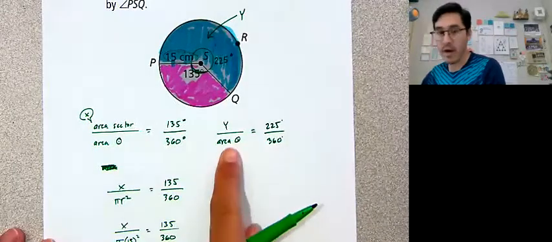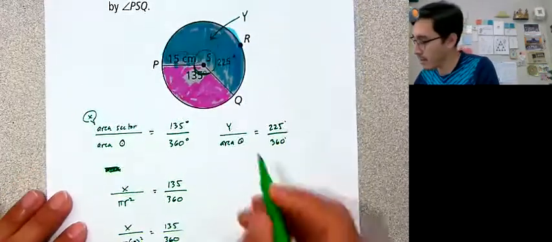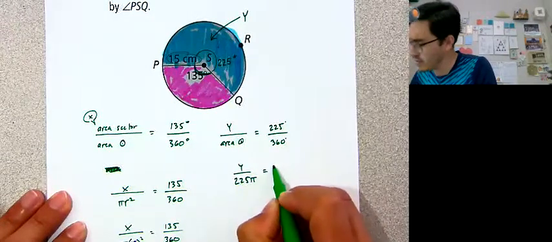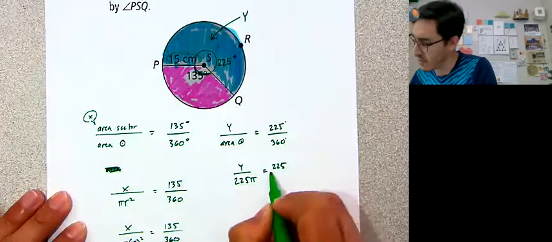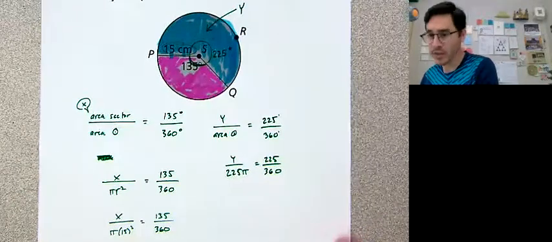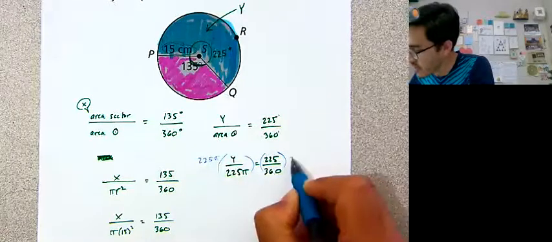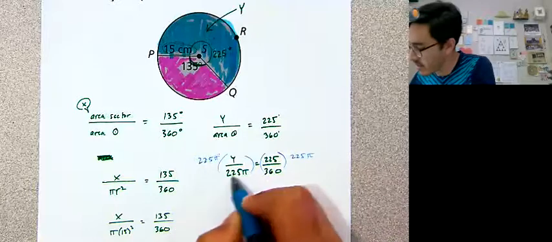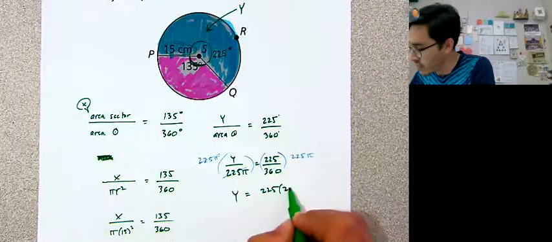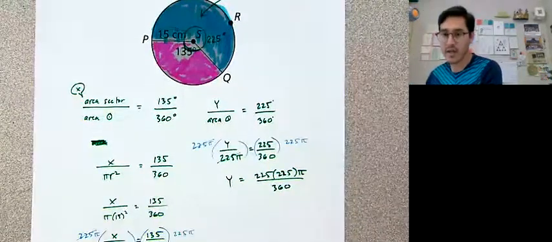Okay. All right, so the area of the whole circle, we calculated that in the first problem, it's 225 pi. So we have y over 225 pi is equal to 225 over 360. Okay. And then we're just going to solve for y now. So multiply both sides by 225 pi. Okay, so y is equal to 225 times 225 times pi, all divided by 360.